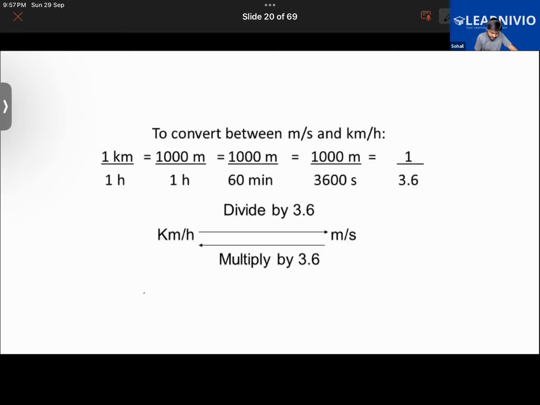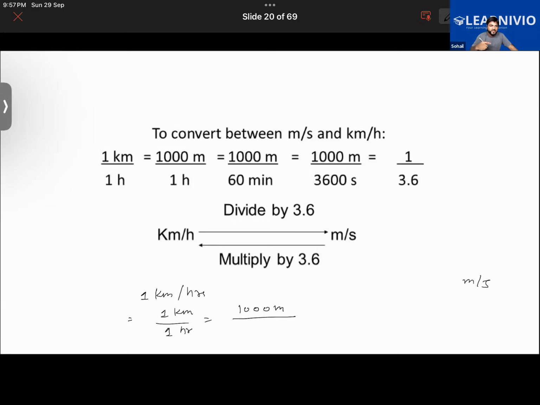See, 1 kilometer per hour, I have to convert this into meter per second. Can I write it like this? 1 kilometer upon 1 hour. It's literally the same thing. 1 kilometer in meter will be how much? 1,000 meter. Right, Priyanka and Abu Bakr? Yes, sir. 1,000 meter.